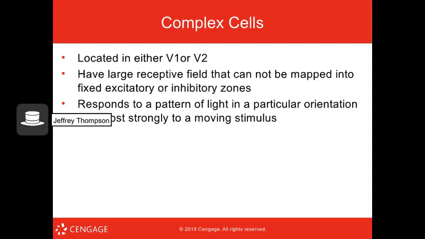Complex cells are located in either V1 or V2. They have a large receptive field that cannot be mapped into fixed excitatory or inhibitory zones, and they respond to patterns of light in a particular orientation. So they're very receptive to when light is arranged in a specific way, and they respond most strongly to a moving stimulus.